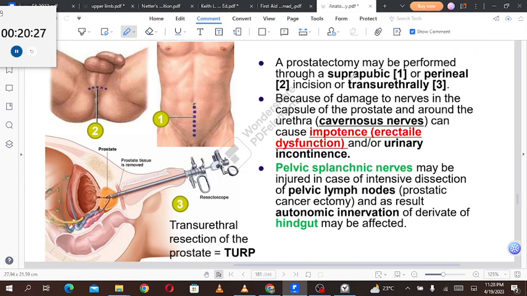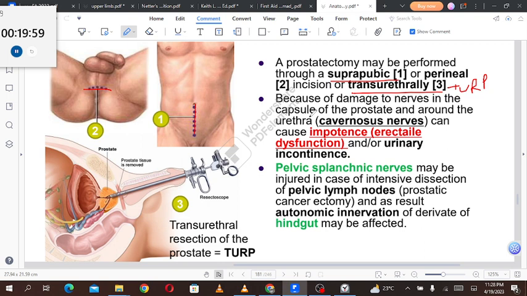A prostatectomy may be performed through a suprapubic or perineal incision, or transurethral. The transurethral procedure is called TURP, transurethral resection of the prostate. Number one is suprapubic, where we make an incision over there. The perineal one is where we make an incision over there, and in the transurethral one we go through the urethra, dissect the prostate, and bring it out through the same path.